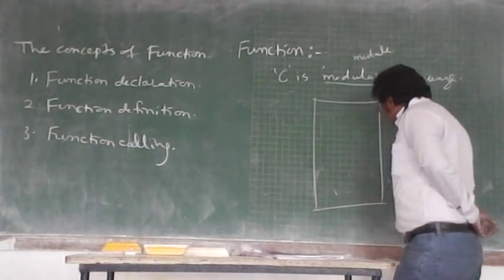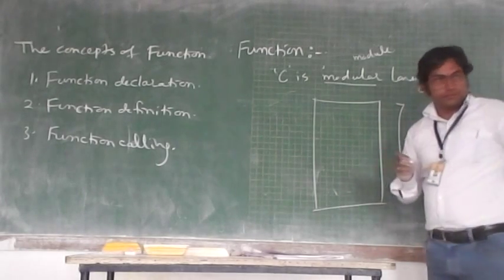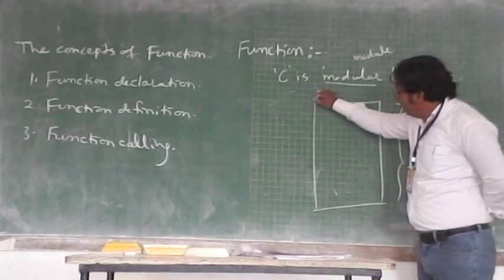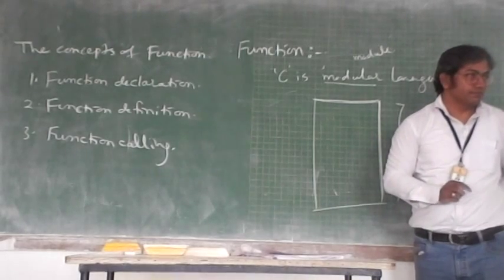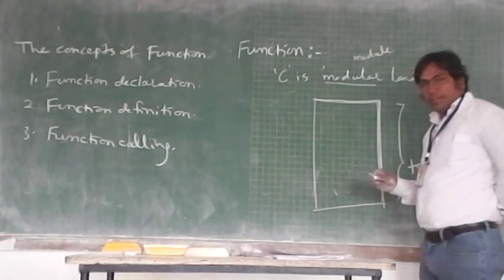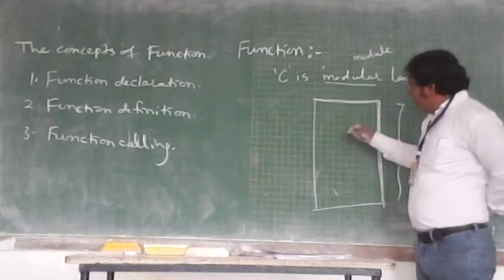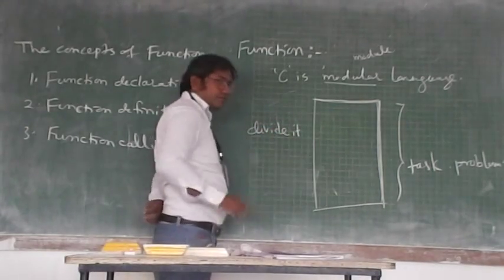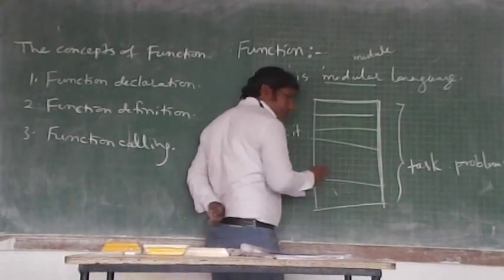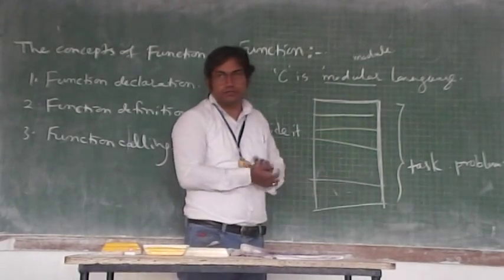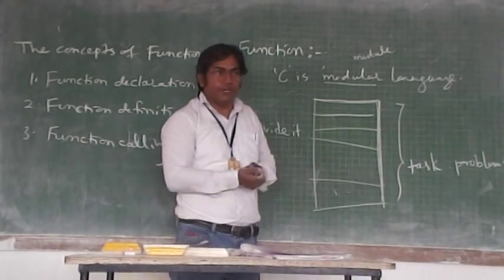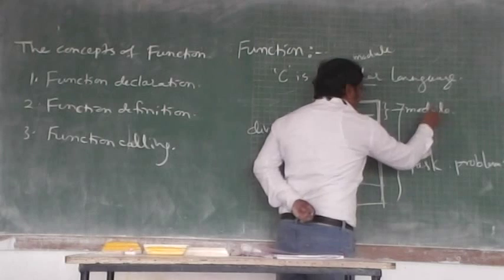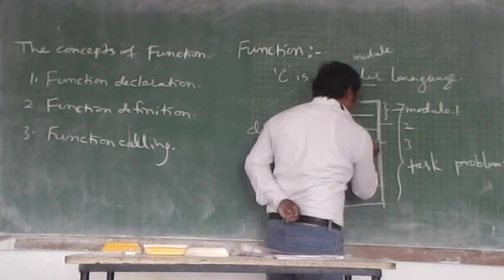Suppose this is a task or a problem. I believe that this particular task as a whole cannot be solved, or it is difficult to solve this problem as a whole in a single shot. So what I do is divide this problem to make it simple for solving. I break this problem into small parts and solve the individual sub-problems, and finally I connect all the solved solutions of the individual problems to get the final solution. What I actually did here is modularize. This is module 1, this is module 2, 3, 4, and this is 5.